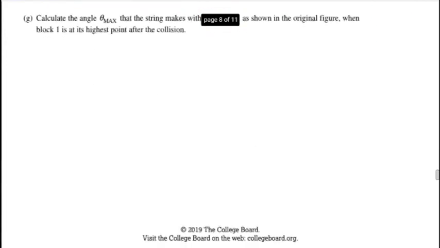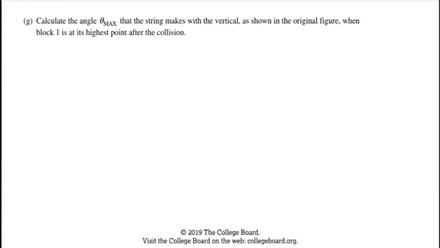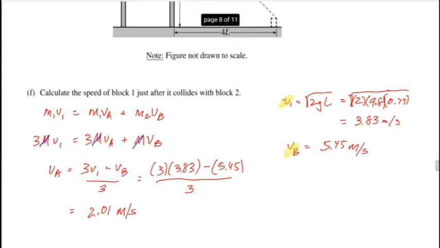For the last part of this particular problem, they are asking us to calculate the angle theta max that the string makes with the vertical, as shown in the original figure, when block 1 is at the highest point after the collision. So let's just slide back up to take a look at that again.